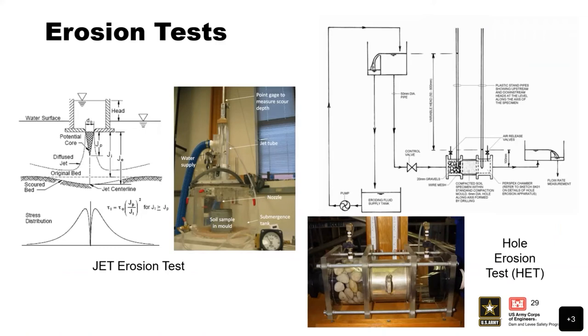So in the hole erosion test, a cylindrical sample through which a hole has been initially drilled, hole erosion test, drill a hole, so it makes sense. It's placed into an apparatus and then water is passed through the sample. And then the enlargement of the hole is measured. And that's done by measuring the rate of loss of soil. So they capture the soil and they measure it as it's being lost. And that can be used to determine different erodibility coefficients.